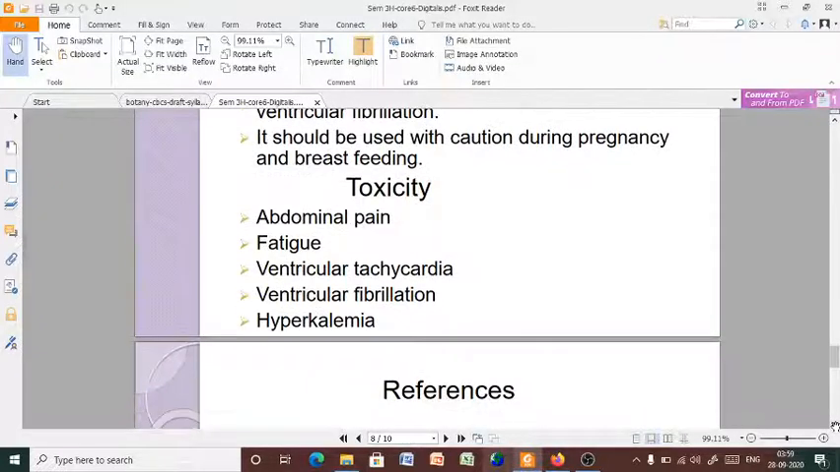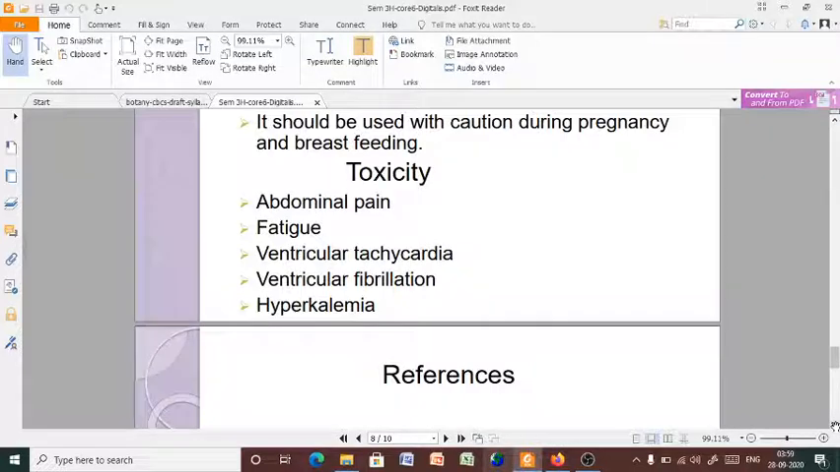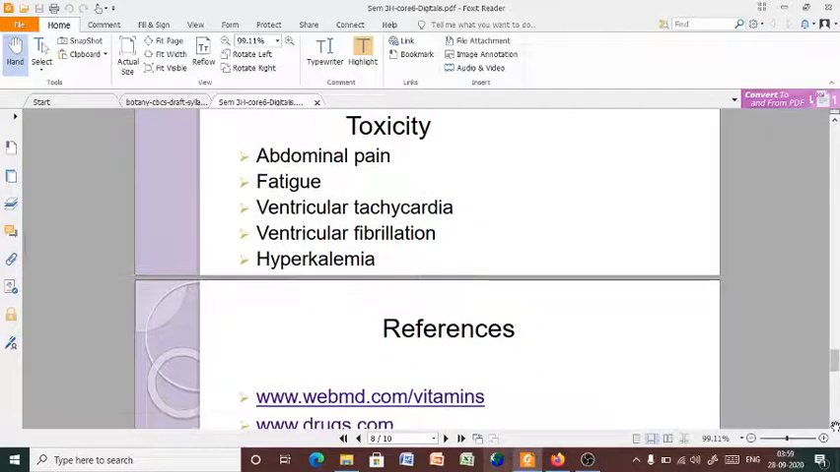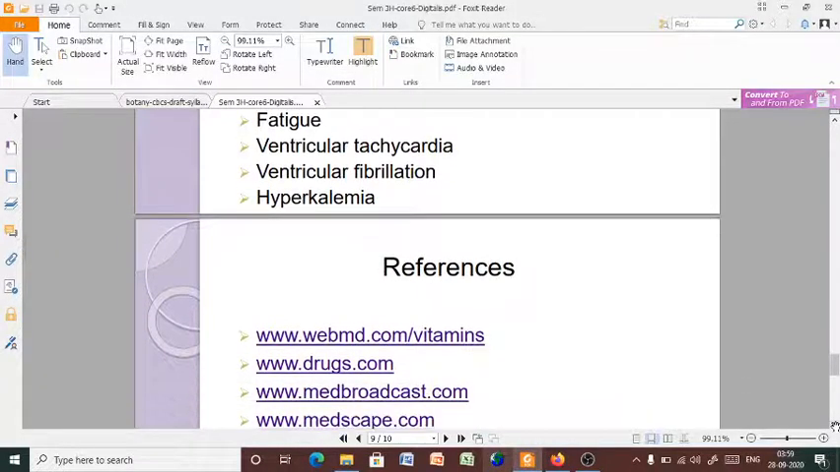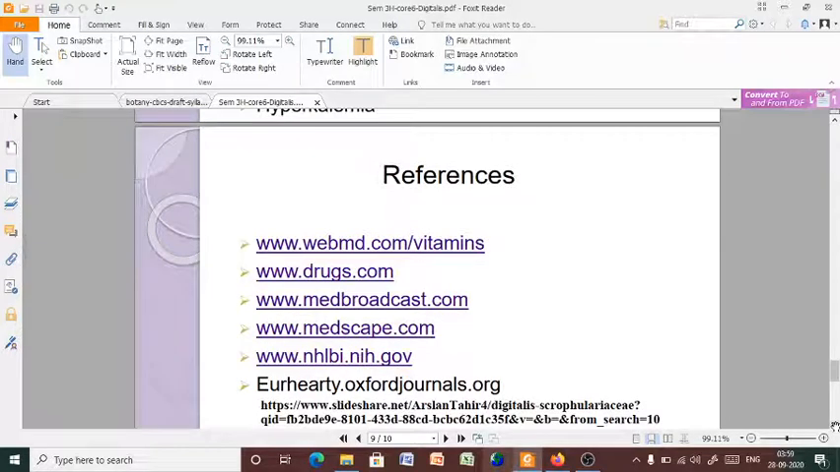So, we must use Digitalis purpurea cautiously under medical supervision, and these are the references.